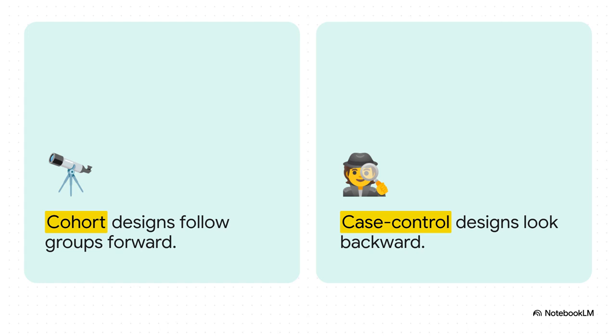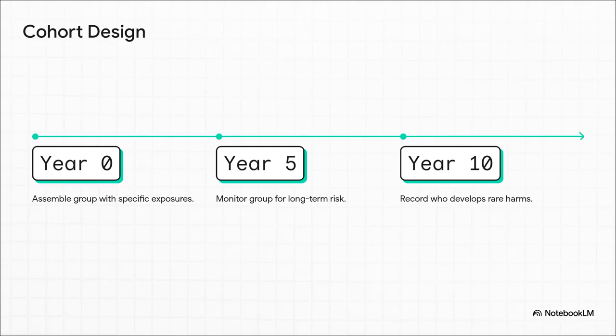And this brilliantly illustrates how a cohort study flows chronologically. Imagine starting at year 0. You assemble a nice, healthy group of people, and maybe some of them have a specific exposure, like a brand new lifestyle habit, or maybe they're taking a long-term medication. Flash forward to year 5, you're monitoring that exact same group for any initial symptoms. And then, by year 10, you log exactly who developed the specific disease or harm.